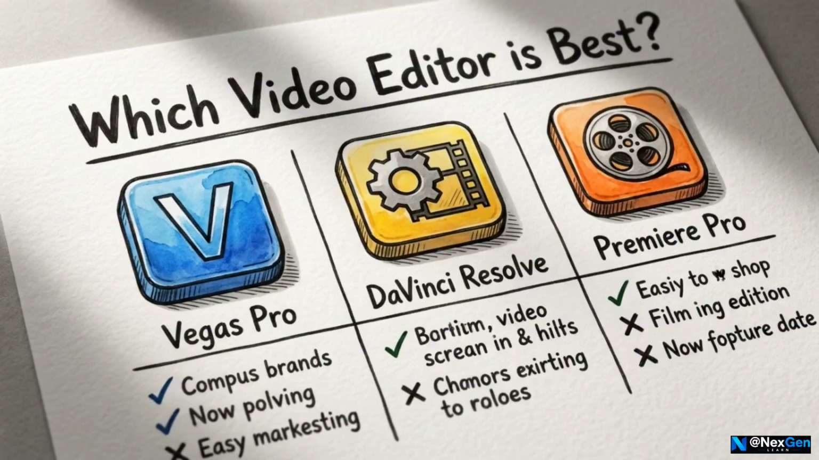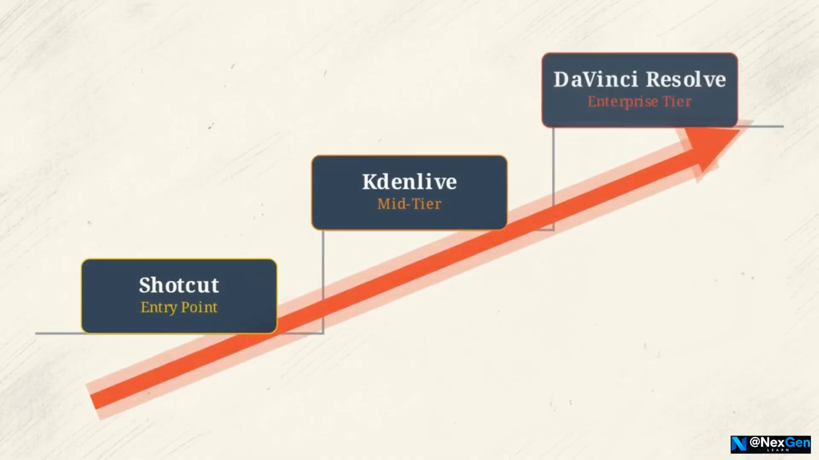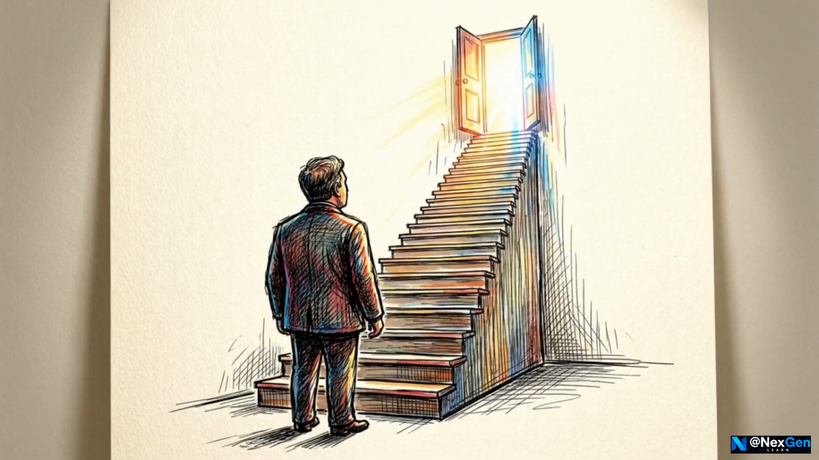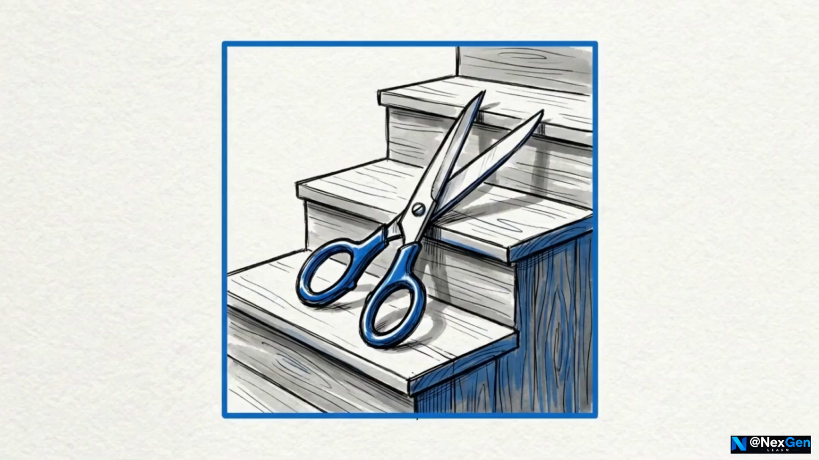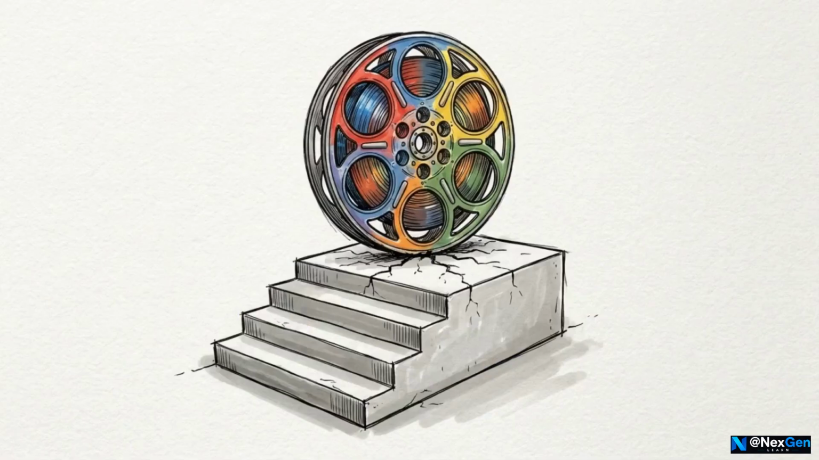The mistake people make is looking at video editing software as a group of direct competitors. In reality, they form an escalating ladder of complexity and power that you climb as your skills grow. Today, we're looking at how to navigate that ladder, specifically when to leave Shotcut behind for the first alternative, Kdenlive, and the final ceiling, DaVinci Resolve.